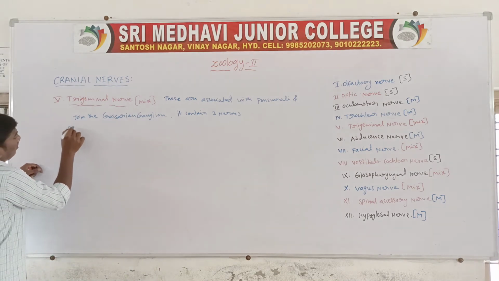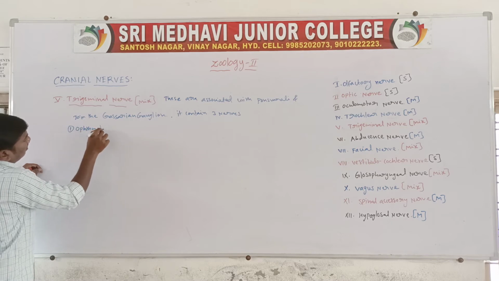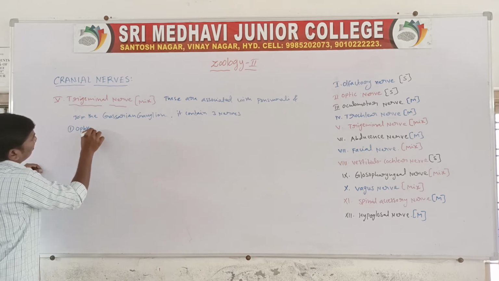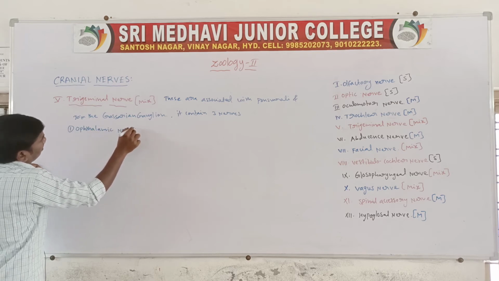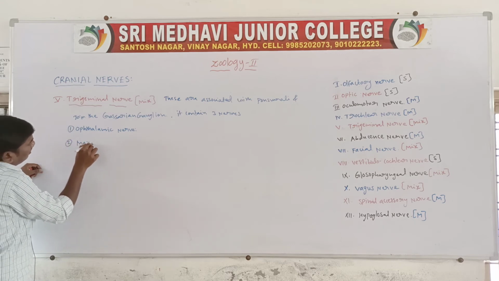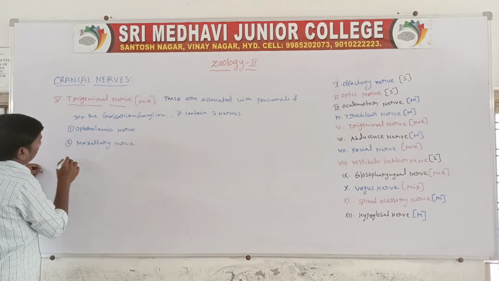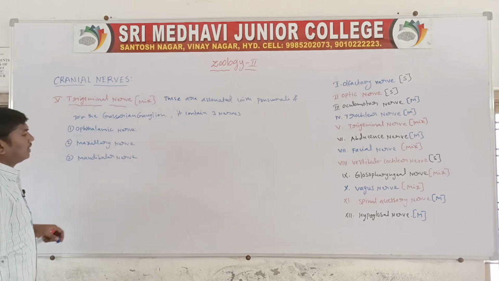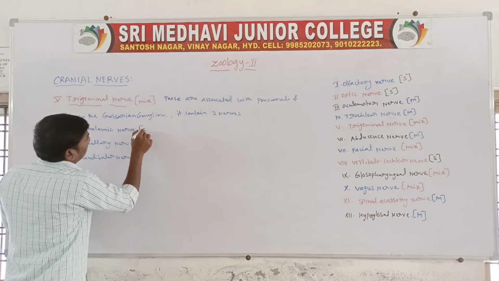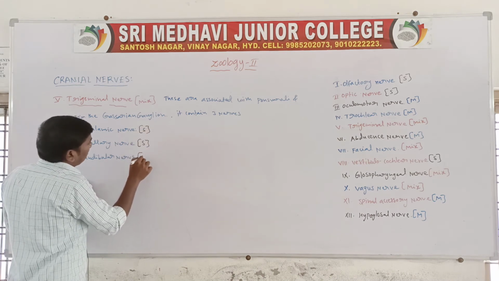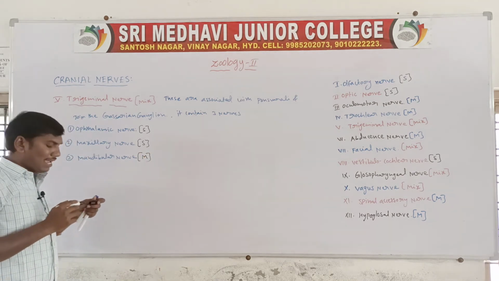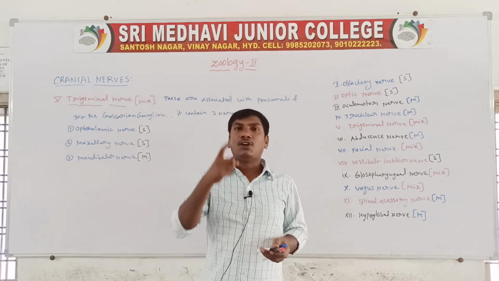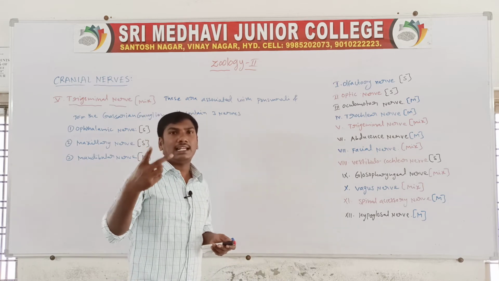One is the ophthalmic nerve, then the maxillary nerve, and the third one, the mandibular nerve. The ophthalmic nerve is a sensory nerve, the maxillary nerve is also a sensory nerve, and the mandibular nerve is a motor nerve. They are the three nerves, so the name is trigeminal nerve. Trigeminal means it contains three neurons: ophthalmic, maxillary and mandibular.